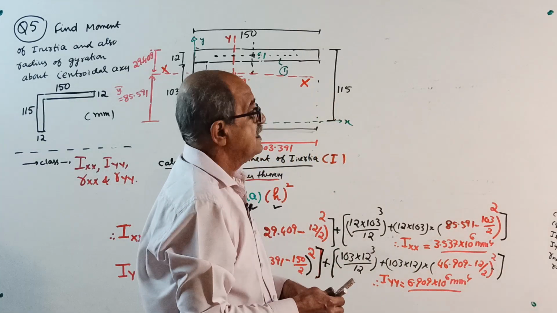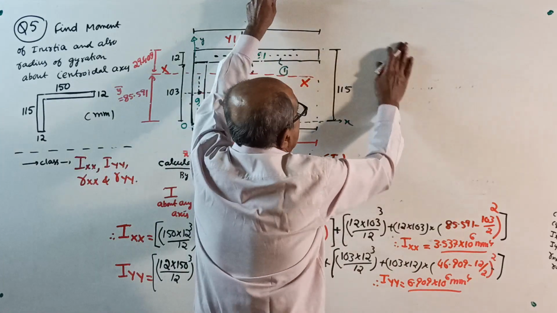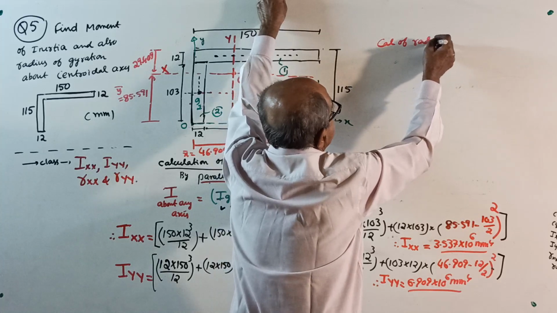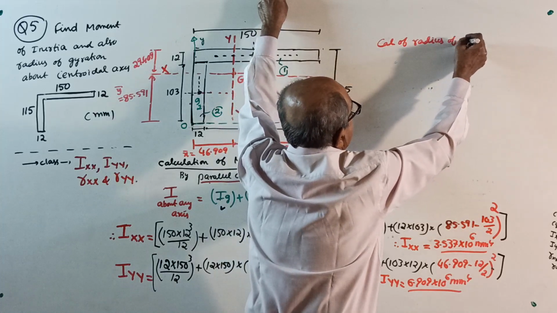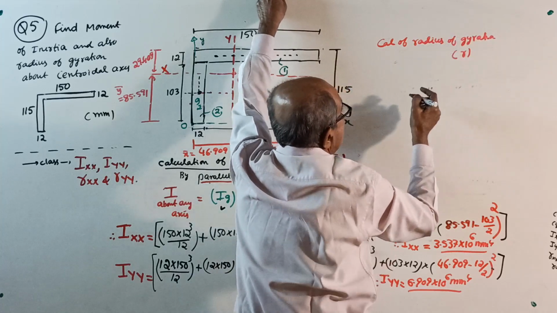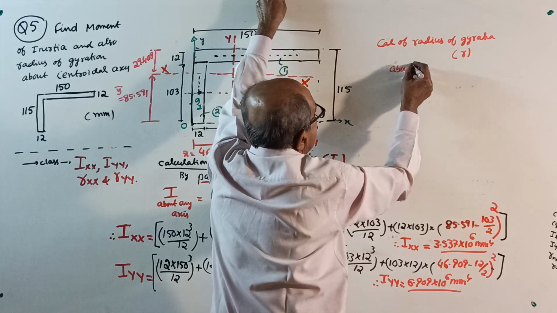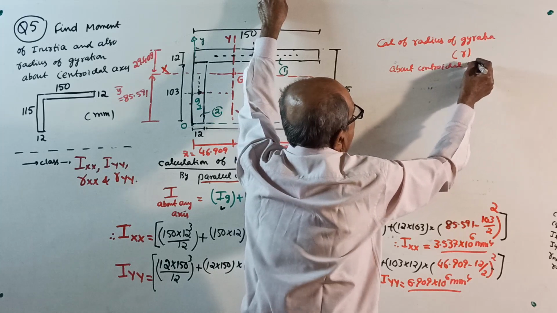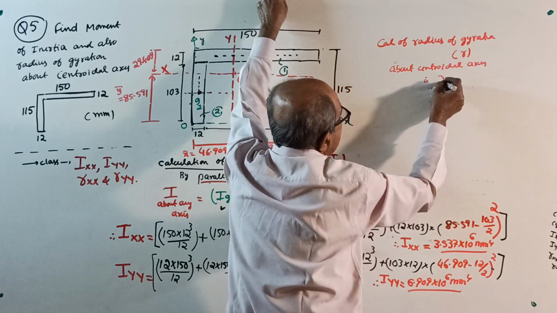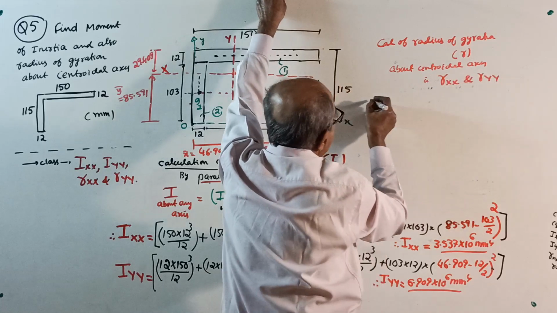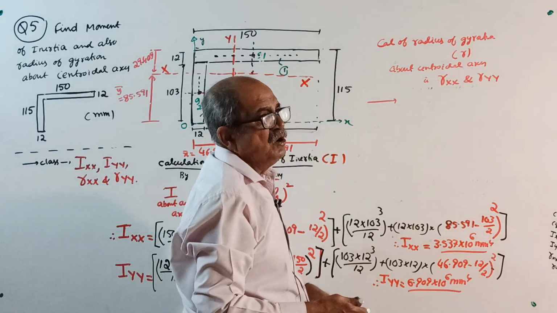Now, last part. Calculation of radius of gyration. I need not write gyration, that is R, about the centroidal axis. We have to find R about XX and R about YY. Now, it is your problem. I won't waste time now.